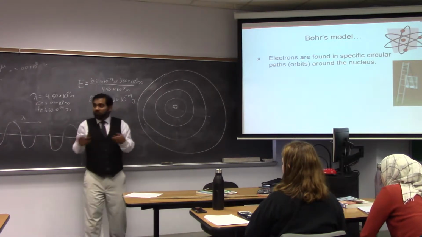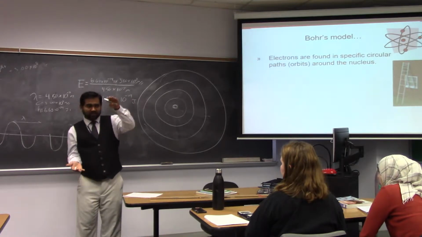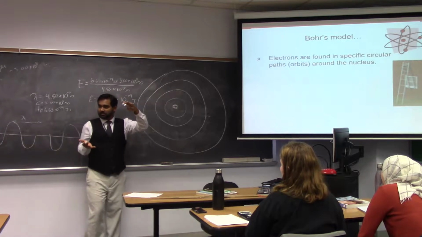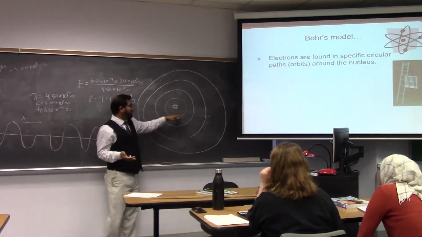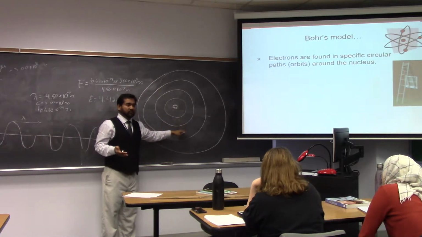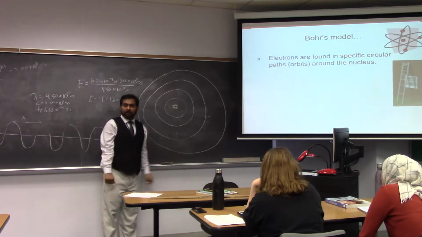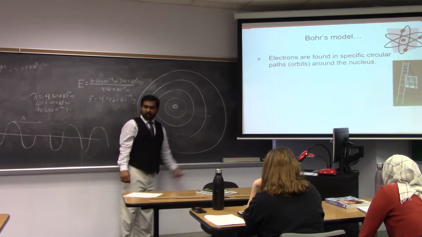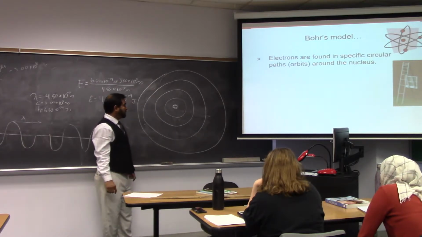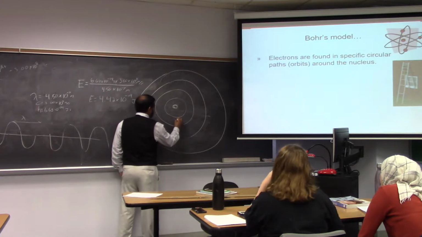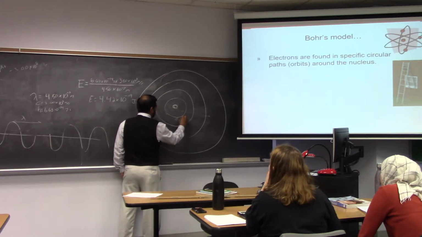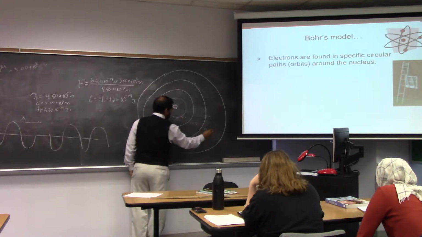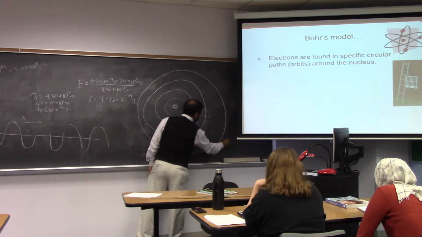Do we live between the first floor and second floor? No, we live on the first, second or third floor, right? Exactly. Remember I said it's like a building. So electrons are located in specific different levels, and they have a specific energy based on their location. Electrons are here at n equal to 1, this is n equal to 2, n equal to 3, n equal to 4.